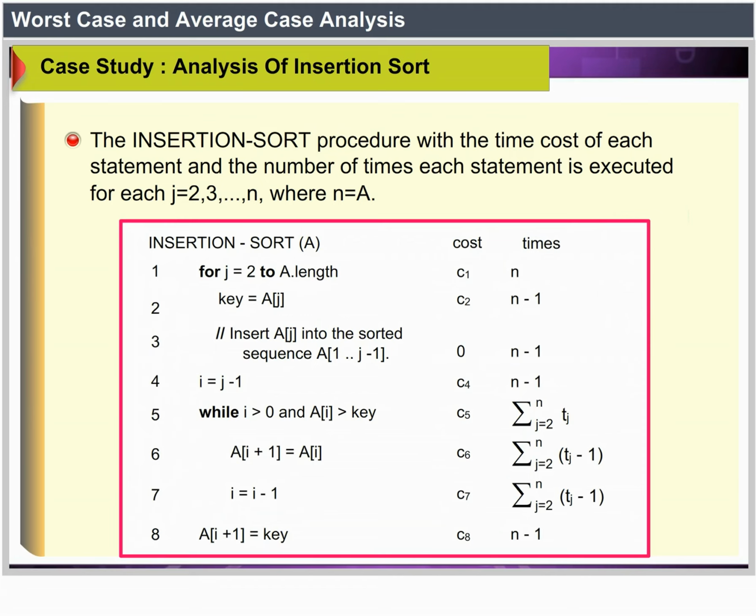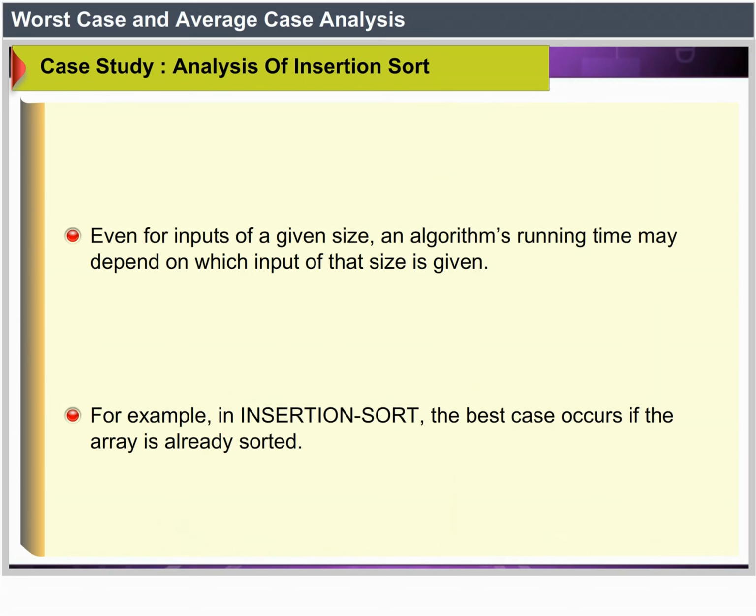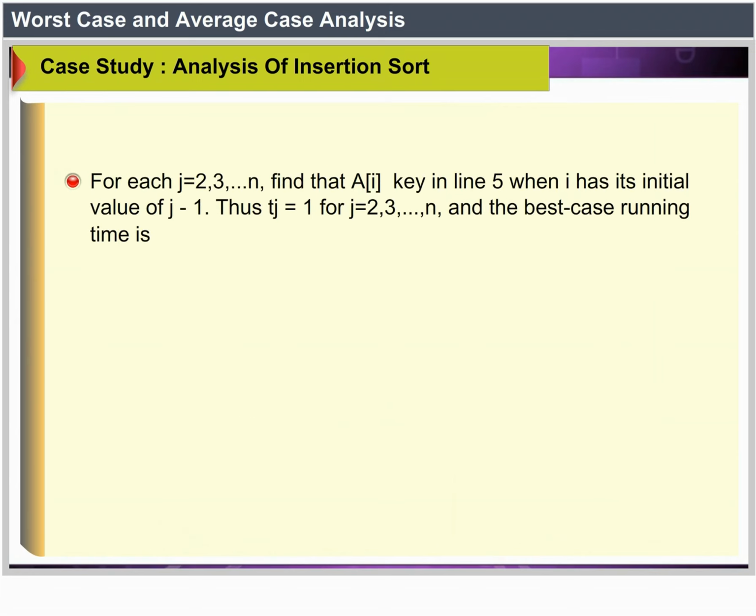Even for inputs of a given size, an algorithm's running time may depend on which input of that size is given. For example, in insertion sort, the best case occurs if the array is already sorted. For each j equal to 2, 3 up to n, we find that A[i] is less than or equal to key in line 5, when i has its initial value of j minus 1. Thus, tj equals 1 for j equal to 2, 3 up to n, and the best case running time is shown here.